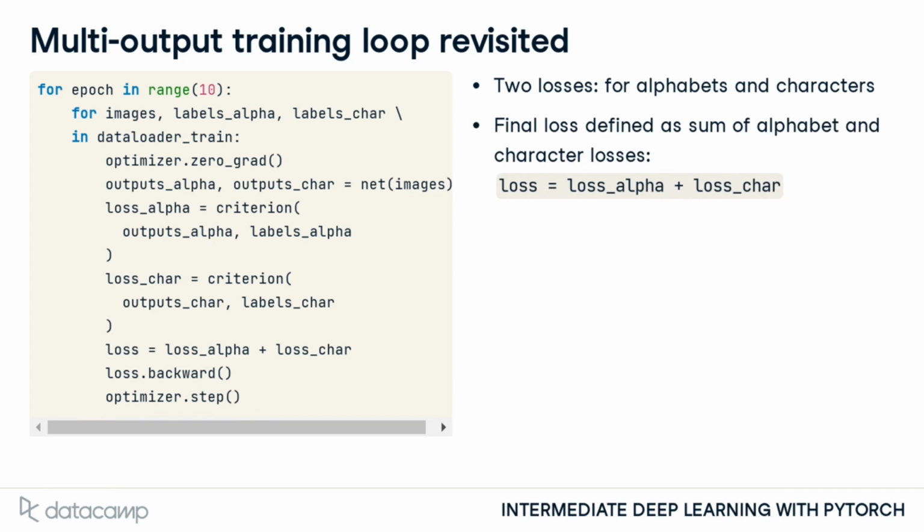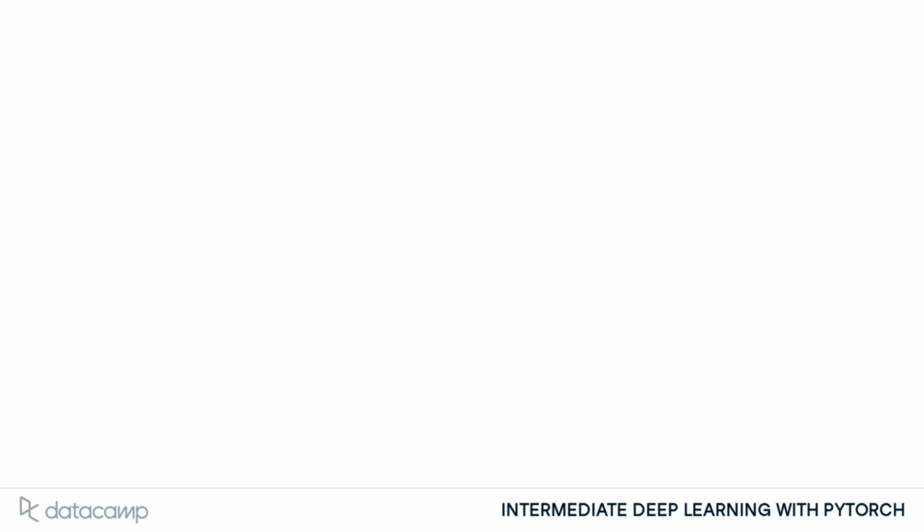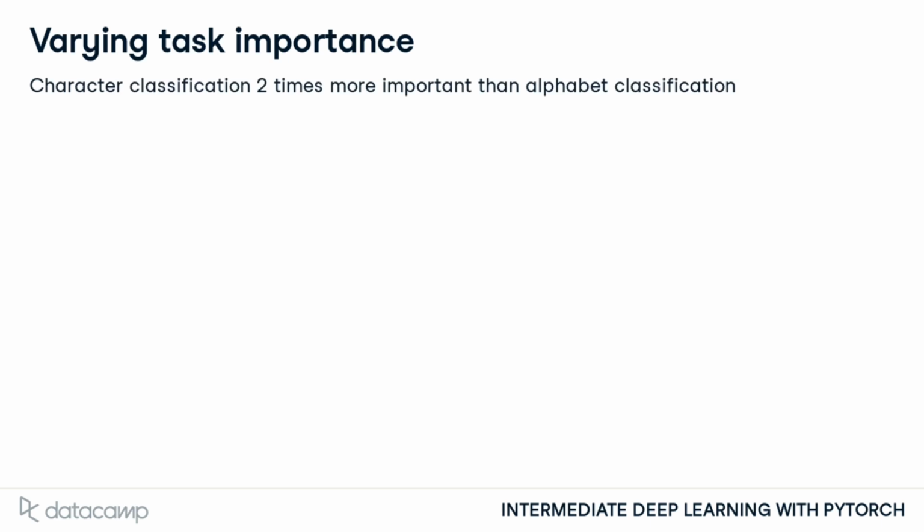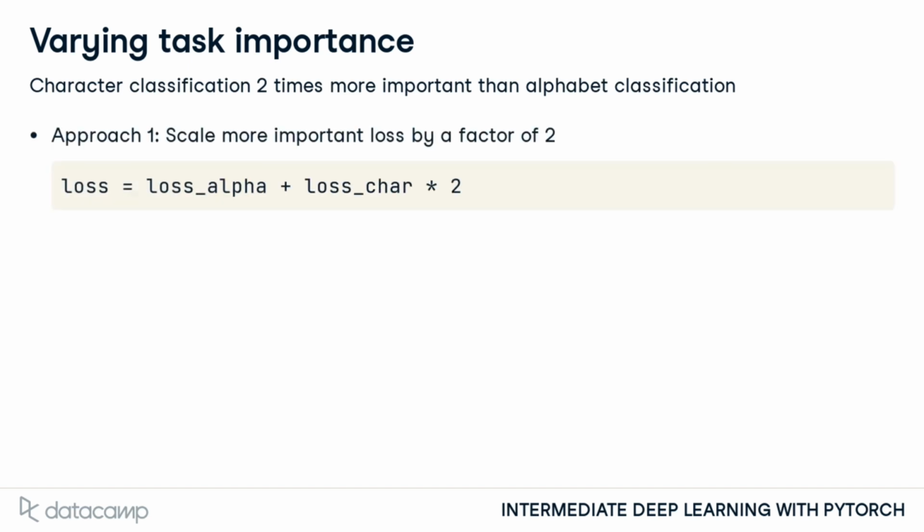By doing so, we are telling the model that recognizing characters and recognizing alphabets are equally important to us. If that is not the case, we can combine the two losses differently. Let's say that correct classification of characters is twice as important for us as the classification of alphabets. To pass this information to the model, we can multiply the character loss by 2 to force the model to optimize it more.